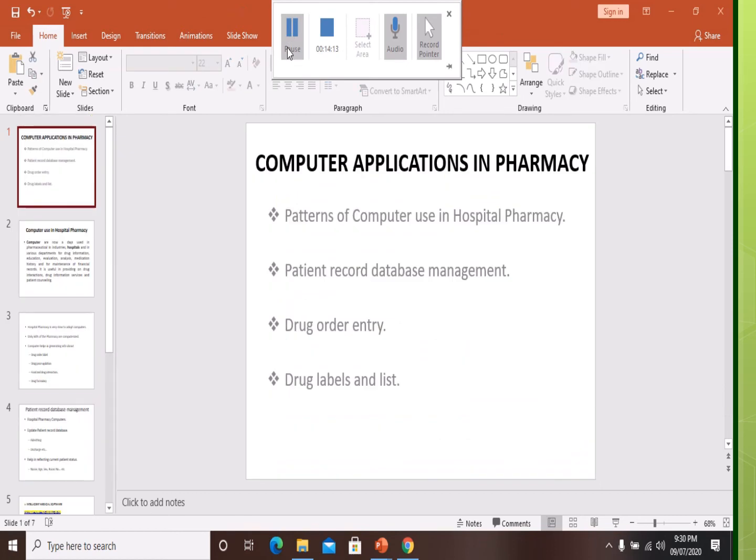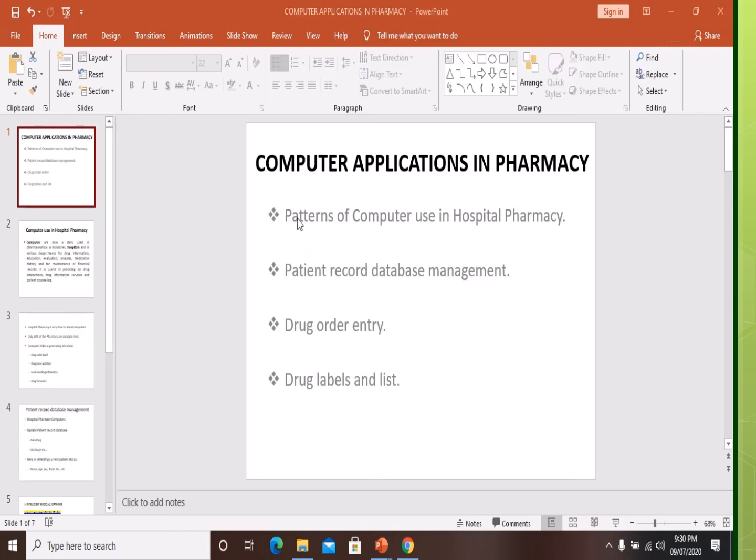So as of now, today's class has been completed. In the next class, we will discuss computer applications in pharmacy: patterns of computer use in hospital pharmacy, patient record database management, drug order entry, and drug labels and lists. So how the drug is labeled, how it is listed in a pharmacy, how it works, and how robotics plays a major role in computerized pharmacy. That we will discuss in the next class.